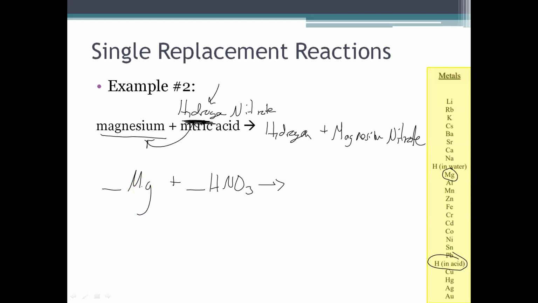Magnesium plus nitric acid gives you hydrogen. Now remember, hydrogen is diatomic, so it's H2, so it's by itself. And then magnesium nitrate, so it's Mg(NO3)2. Go through and balance it. I think all we need to do is that. And we're done. Okay, that takes care of example number 2.